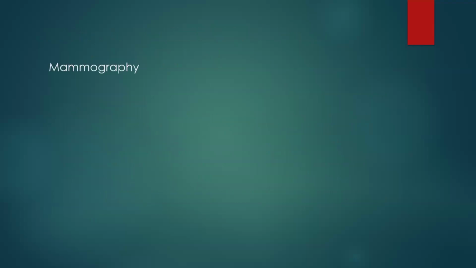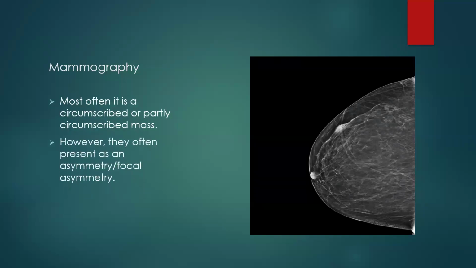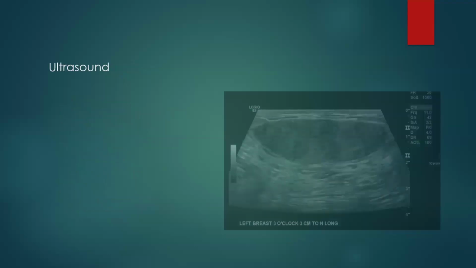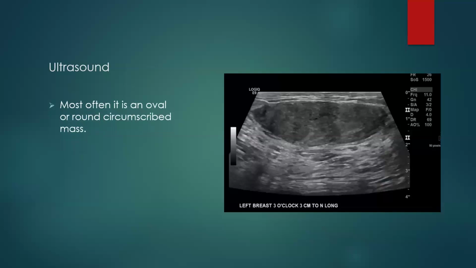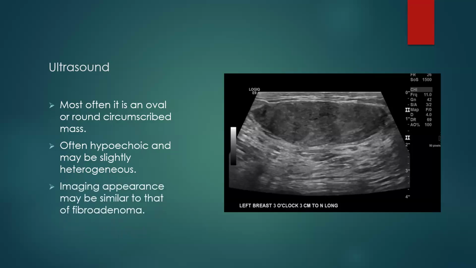In mammogram, most often it is a circumscribed or partially circumscribed mass. However, they often present as an asymmetry or focal asymmetry, and lesions typically lack calcification. In ultrasound, most often it is an oval or round circumscribed mass. It is often hypoechoic and may be slightly heterogeneous. Imaging appearance may be similar to that of a fibroadenoma.